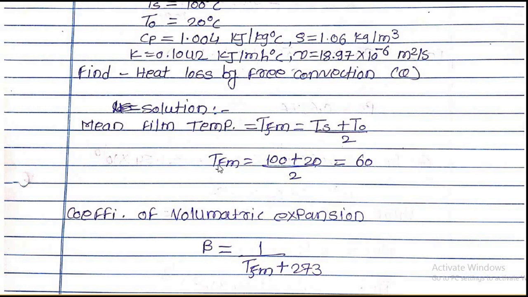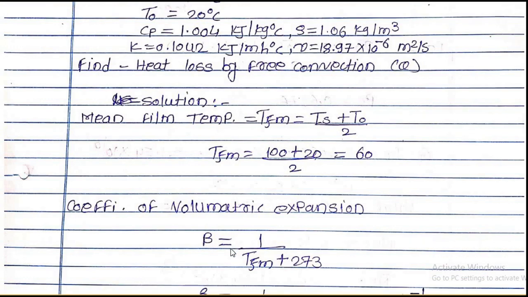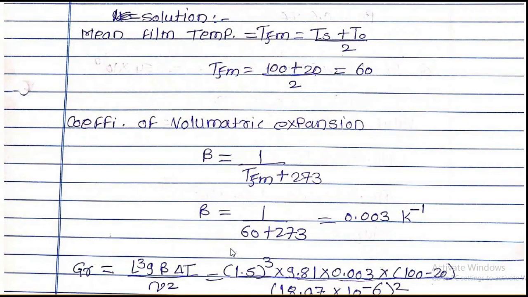Now on the basis of the mean film temperature we can determine the coefficient of volumetric expansion. The coefficient of volumetric expansion, that is nothing but beta, can be written as beta is equal to 1 divided by (mean film temperature + 273). That is nothing but what? The mean film temperature we have to convert into Kelvin, and we have to take the reciprocal of that so that it will be a volumetric expansion. Its unit will be Kelvin raised to minus 1.